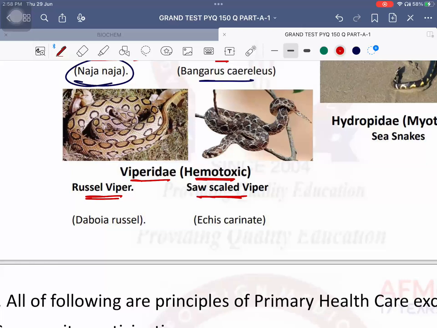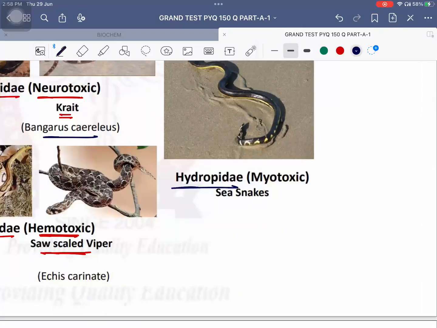And the last one is the Hydrophiidae family. From the name you can tell, hydro, that means they live in the sea or water. So usually these are sea snakes and they are myotoxic.